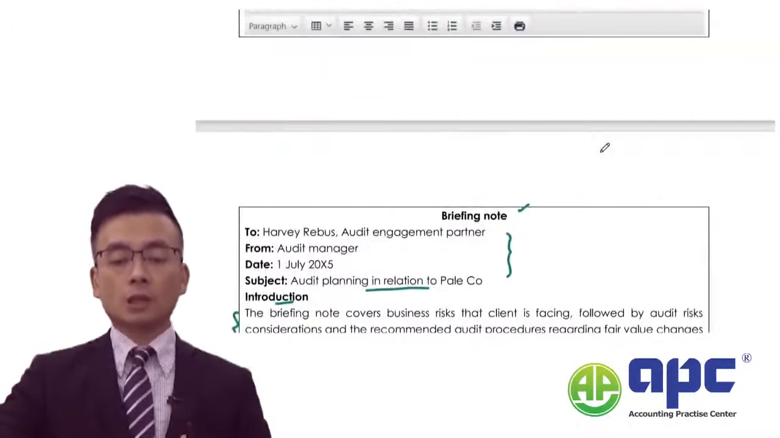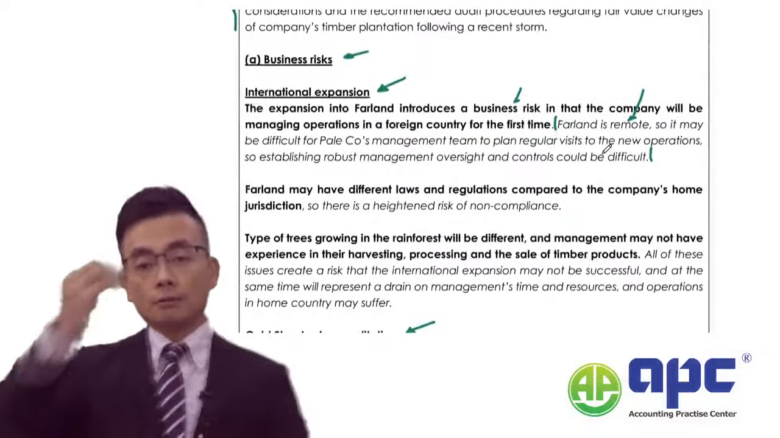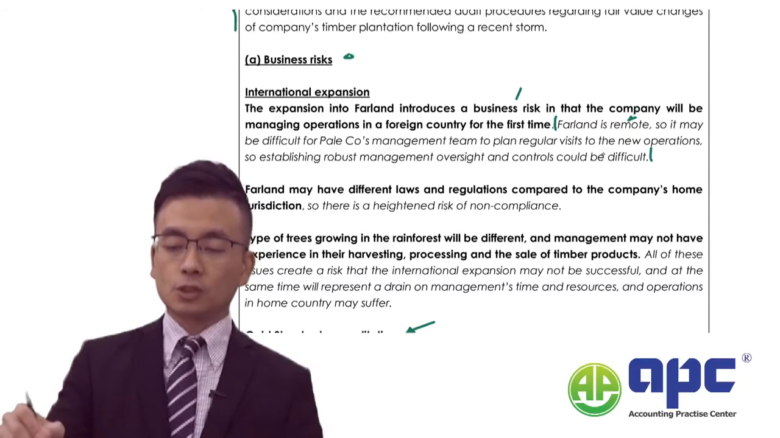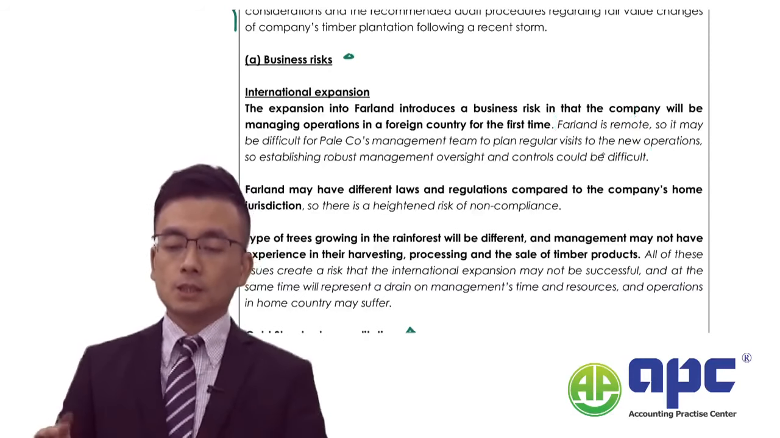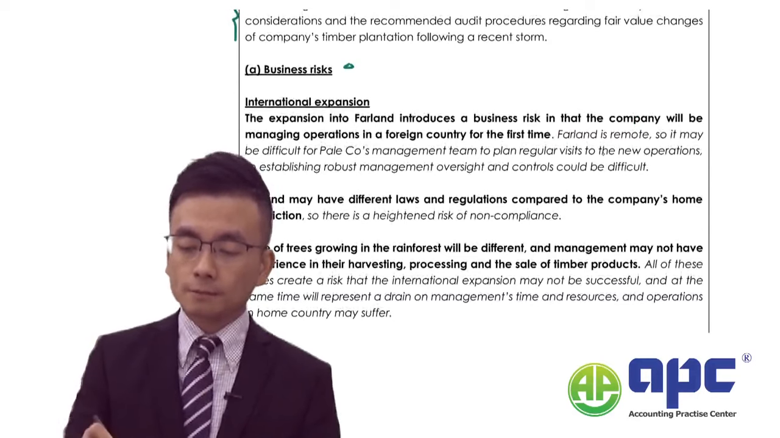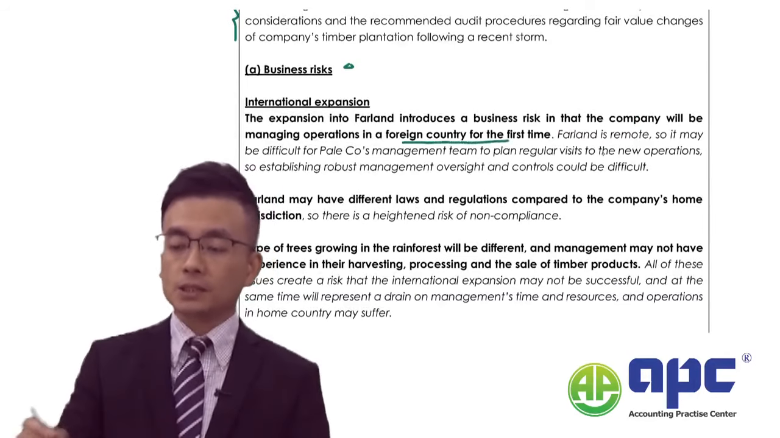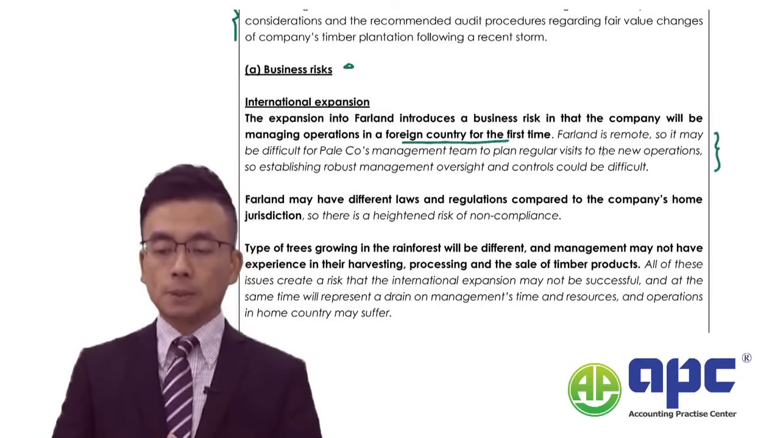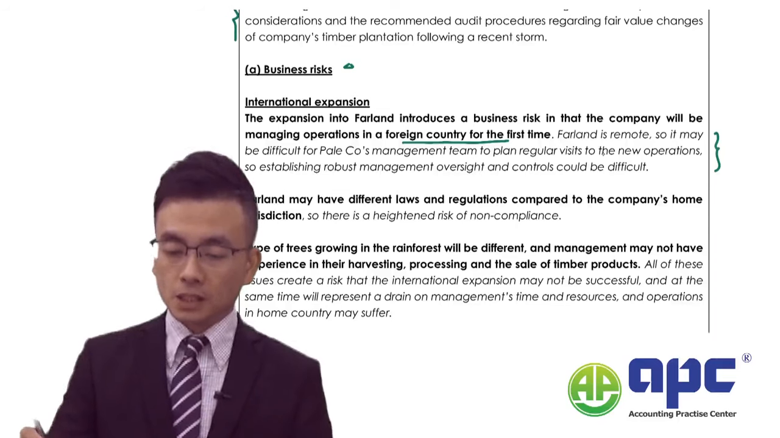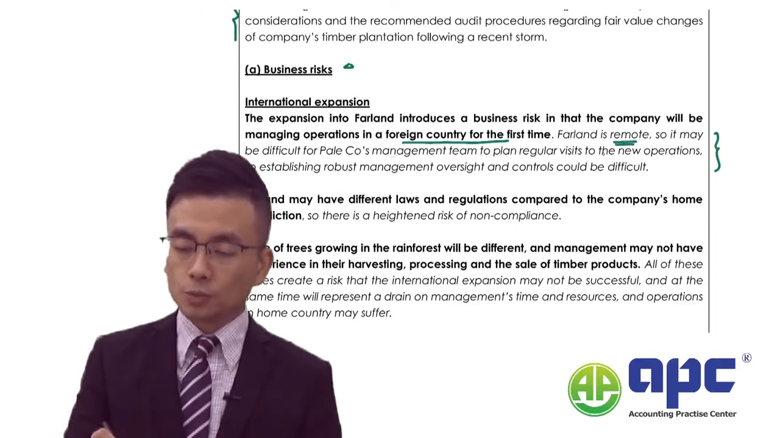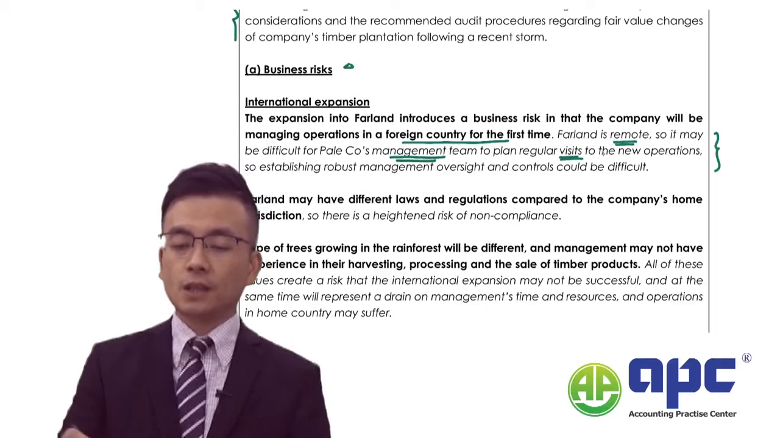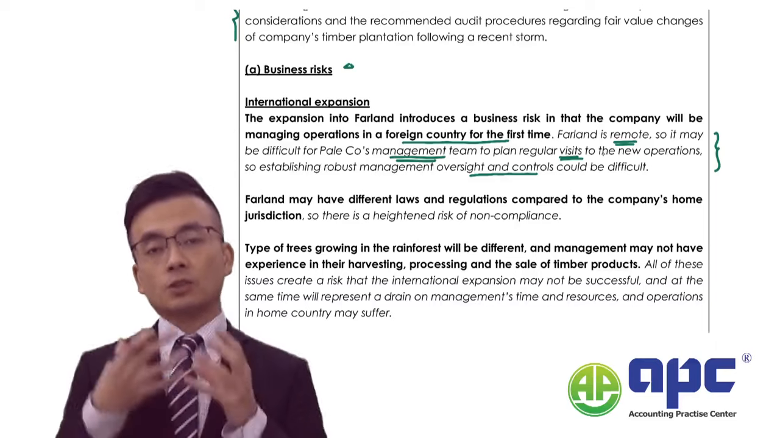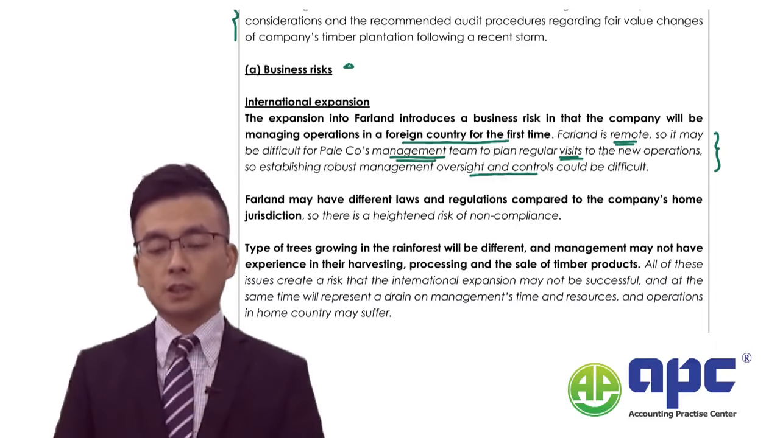Okay, so let's look at our answer first of all. For business risk here, under the subheading for the international expansion, you can pick up 1 to 2 points. So for example, the company is entering a foreign country for the first time, and because that's remote, add your thoughts here on what would be the impact on the company. Because that's remote, it's difficult for the management team to perform regular visits, and therefore controls are important. So you need to go into detail to get two marks for each point that you've made.